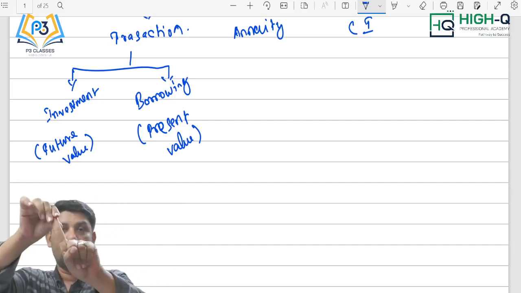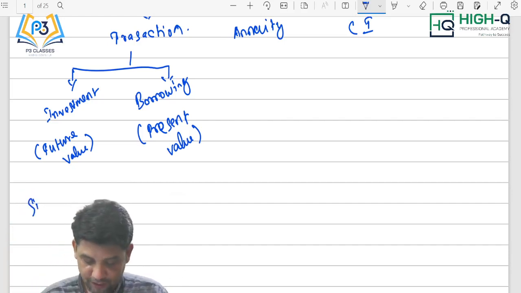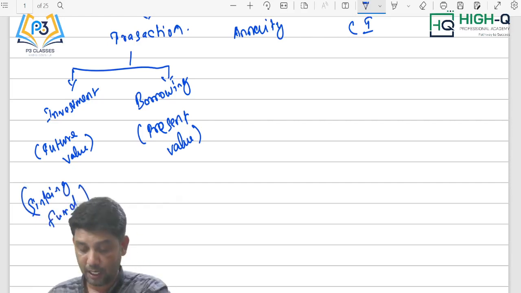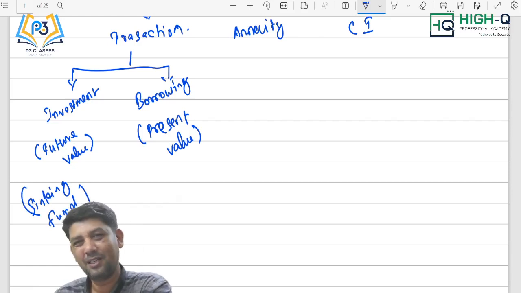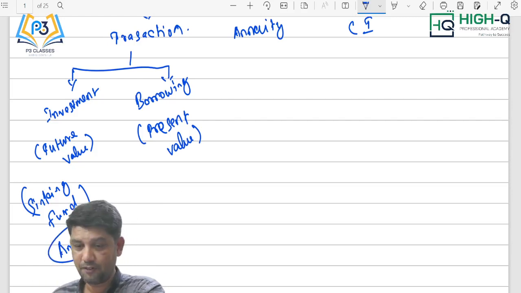Thumb rule number 1: identify the type of transaction. What about sinking fund? It's a future value. When the problem is based on sinking fund, of course, it's a future value problem. Borrowing, nothing to bother, you will come to know. And where the word amount is used, this also comes under future value.